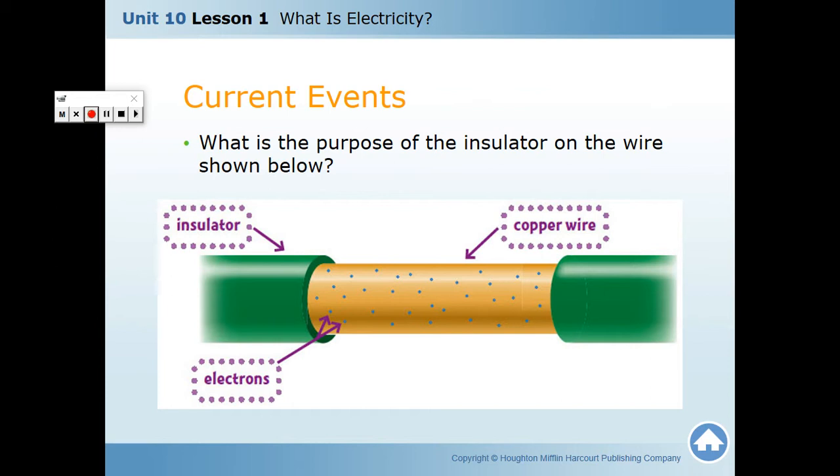What is the purpose of the insulator on the wire shown below? On this copper wire, electrons are moving through the wire. So an insulator is a material that resists the flow of electrons. Electric currents can flow easily through a copper wire.